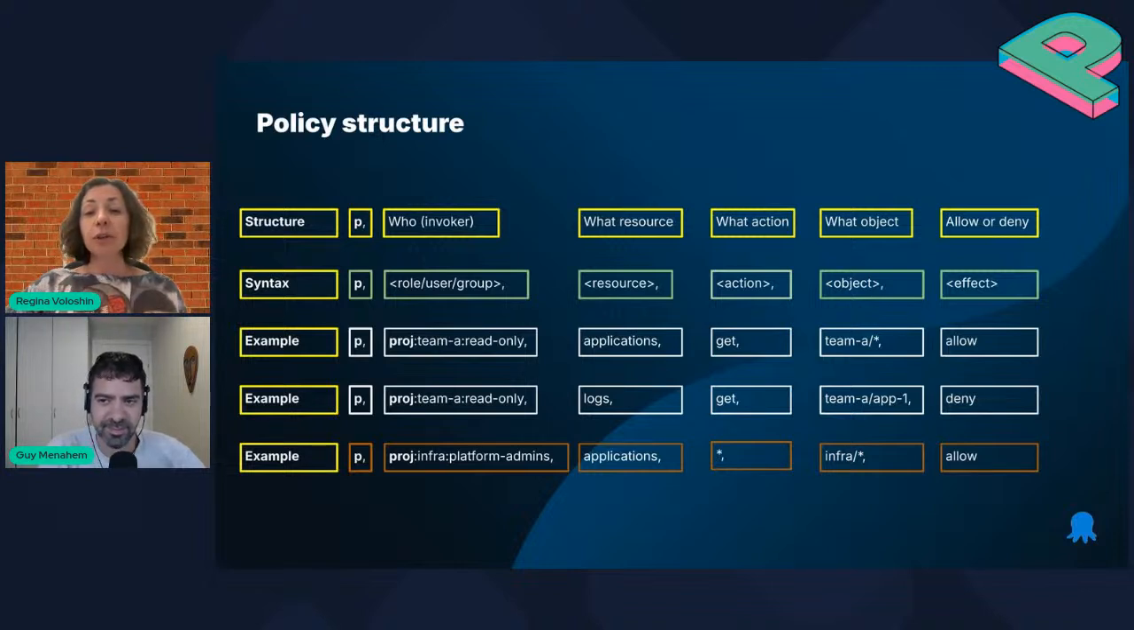And let's take a look at some of these examples. So the read-only role of project Team A is allowed to get any application under project Team A. In this example, the read-only role is denied from getting the logs of a specific application named application 1. And the last example would be the platform admin role is allowed to perform any action on any application under the infra project.